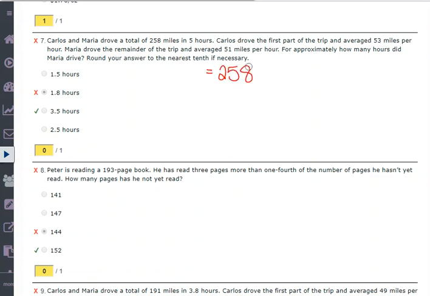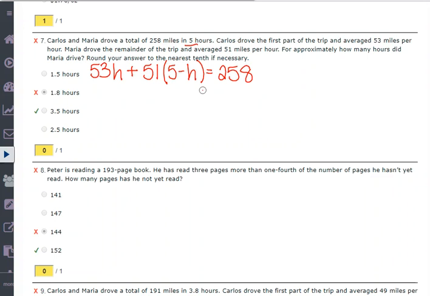So we're going to start with Carlos. He drives 53 miles per hour. And I'm going to use H for hour because I don't know how many hours he drove. So that's his rate. Maria's rate then is 51 miles per hour, but I can't use H again. So what we do is we take the total number of hours, which was 5, and we subtract Carlos's hours. So if Carlos drove for 3 hours, 5 minus 3 means Maria drove for 2 hours.